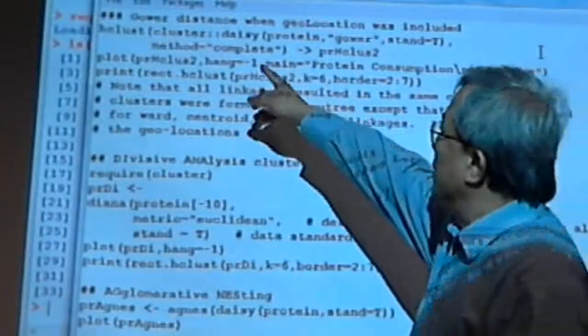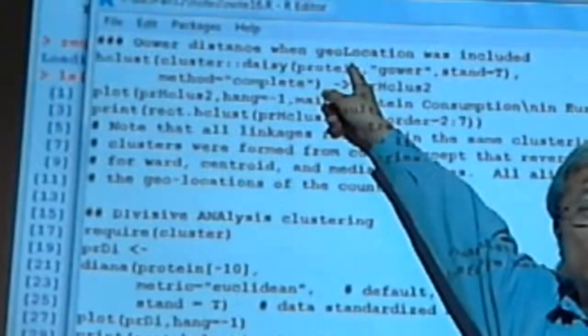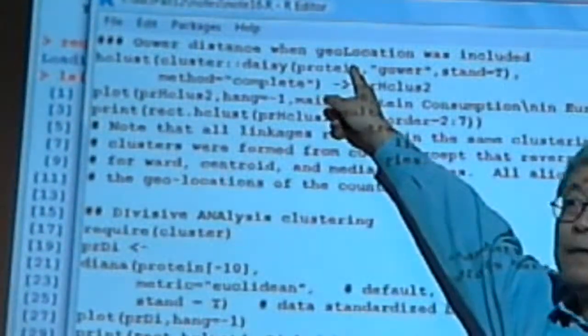But here, I only make use of this cluster package's DAISY function to calculate the Gower distance. So here, this is the command to use, and I perform this hierarchical clustering on that. And I call on this cluster package's DAISY function to calculate Gower distance. And I include everything, right? Including that geographical location, the last column. And I say standardize is true. So the numerical variables will be standardized before the calculation. Only numerical.